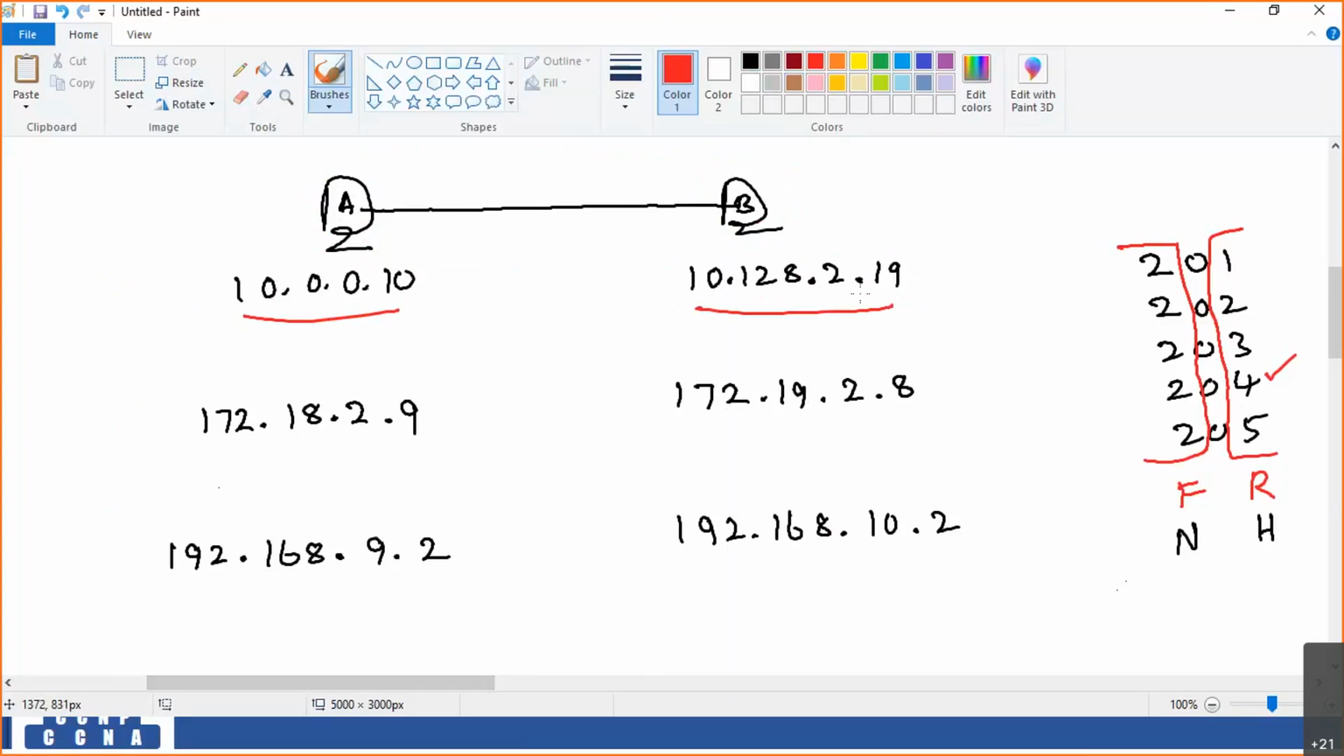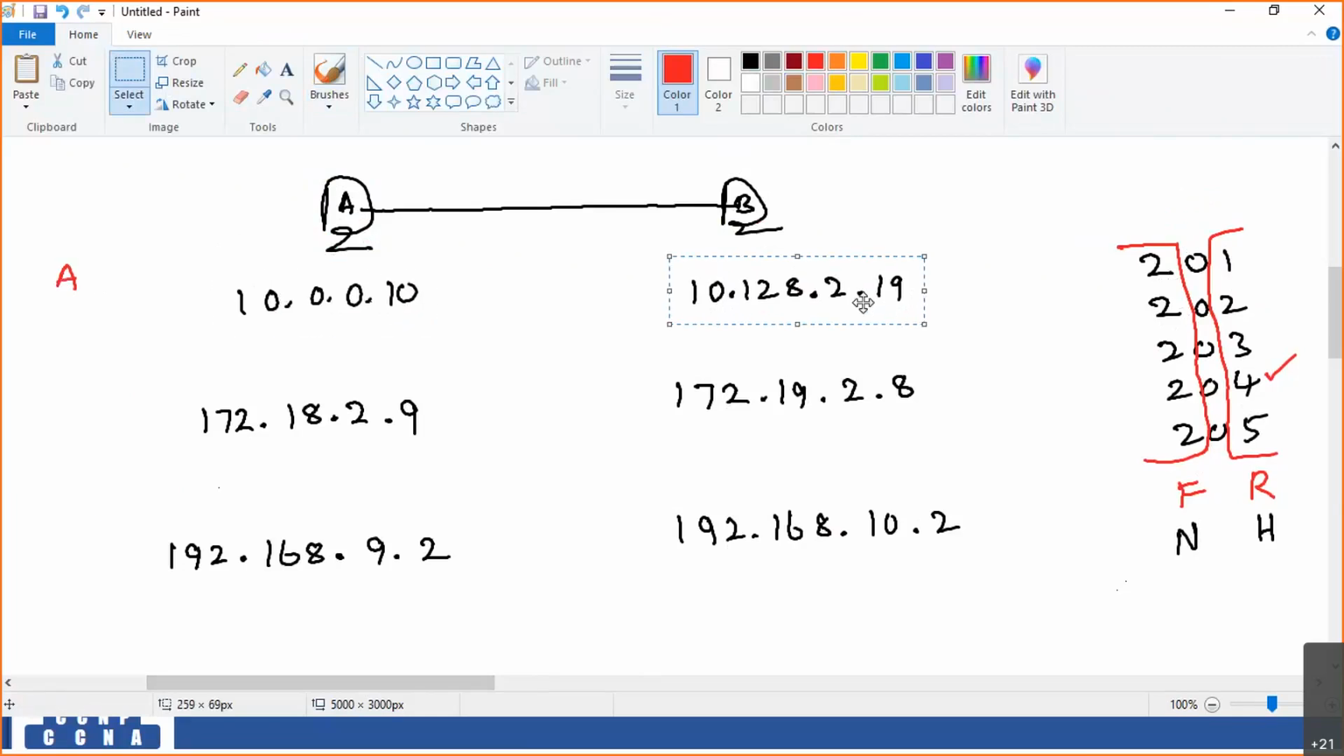So how can we understand the same network or different network? Let me use a basic, general example. It's a class A, right? Tell me the network portion. First octet is network. Second octet, host. Third octet, host. Fourth octet, host. What about computer B?